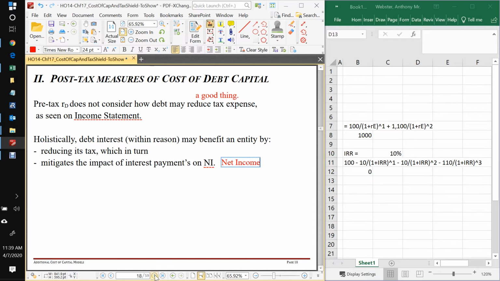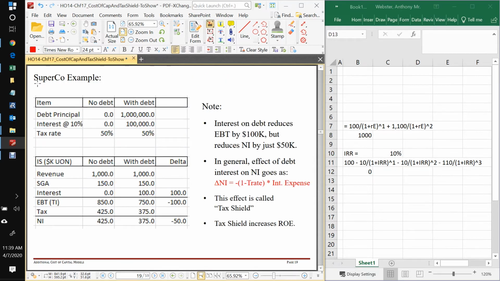All right, so let's see how this works with another straightforward, hopefully, example. We've got here Superco. And what I'm doing here, and I'm going to start doing this a lot for the rest of the semester, is looking at an entity under two different conditions, kind of like we did with the Cowboys and Conservatives. I'm going to look at how things would be without any debt and how they would be with debt. Okay, so here I'm looking at what's going on with the debt itself.